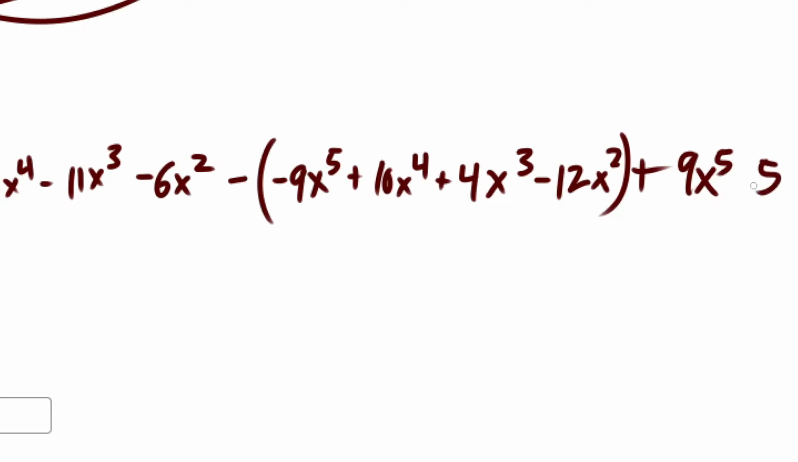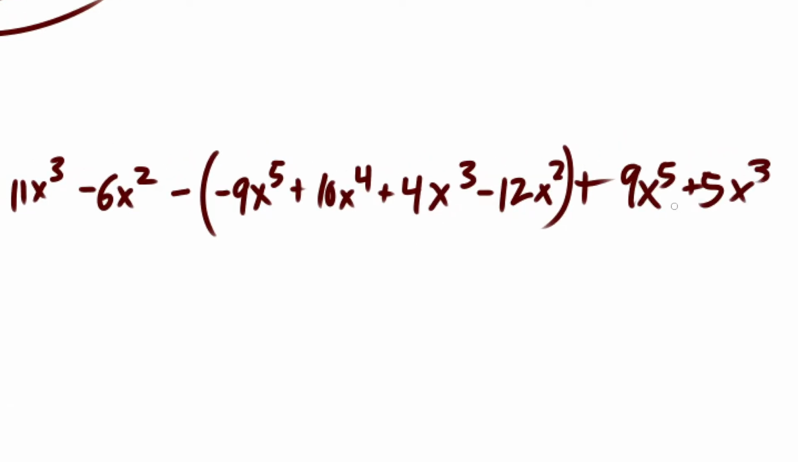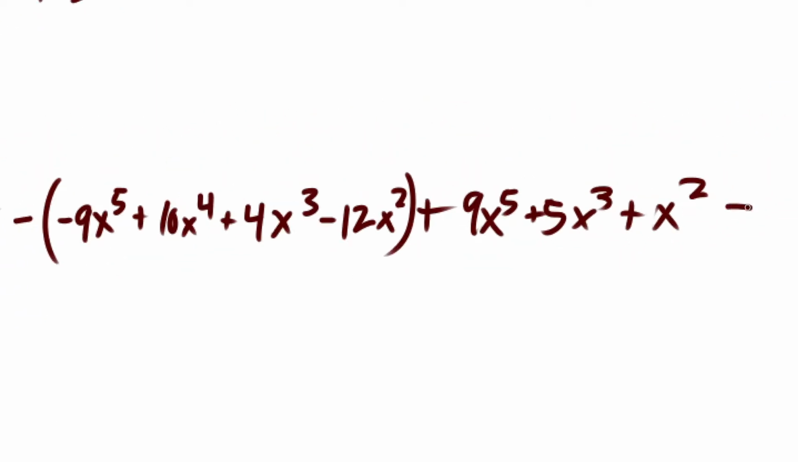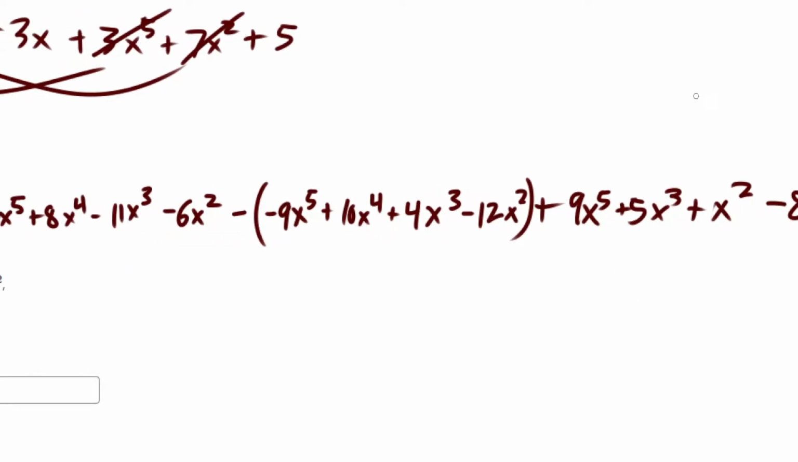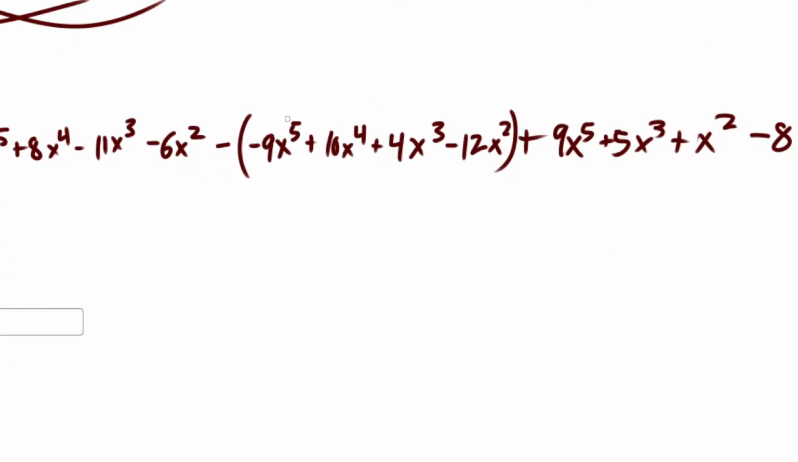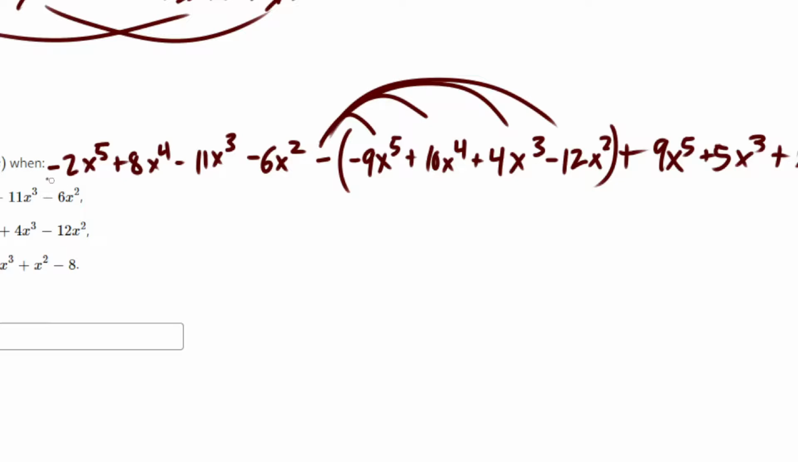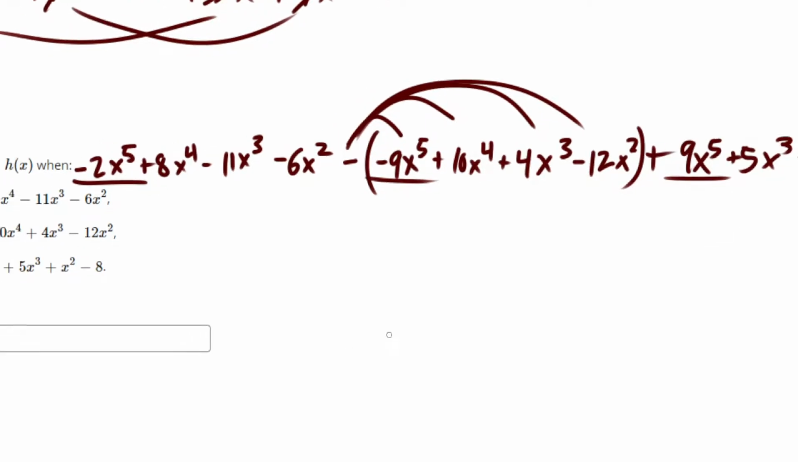5x to the third, x squared, and then minus 8. And then I'm not going to do it because it will take kind of a long time, but then you would just basically combine the terms. You'd need to distribute the negative out first. But then it's just a game of, okay, this one's similar, this one's similar, this one's similar, and so on. It's helpful to underline and then cross out.